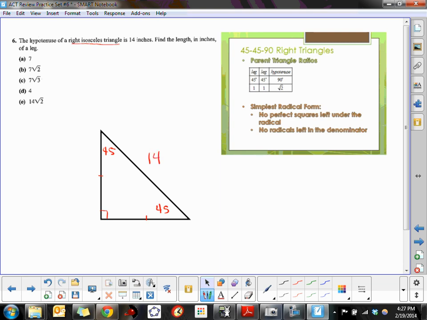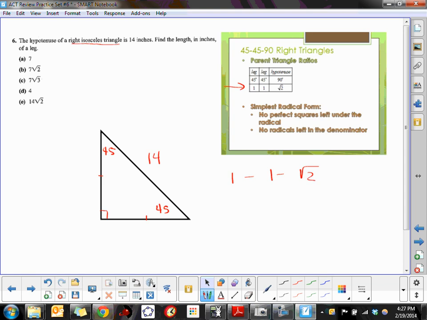From our work with these before, we know that the ratios of all 45-45-90s are 1, 1, square root of 2. So I've got a 1 to 1 to square root of 2, where I know the hypotenuse is always the square root of 2 times longer than the legs. So if I know the hypotenuse is 14 and I want to find the leg, we want to divide it by square root of 2.